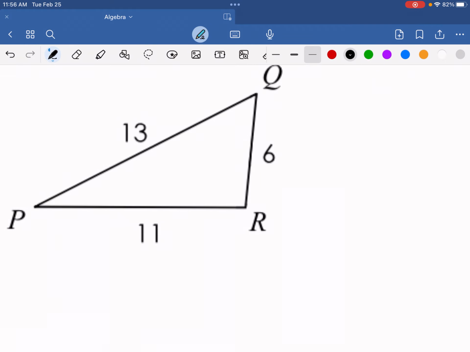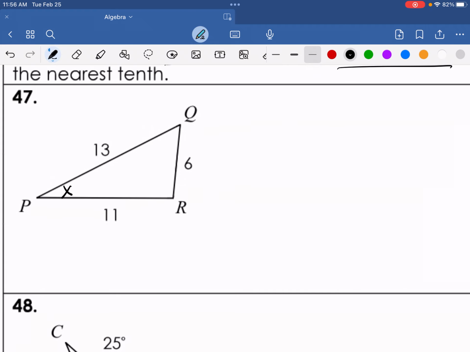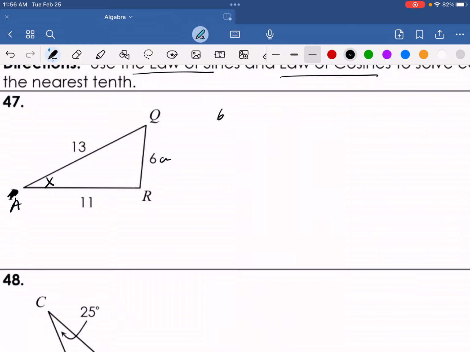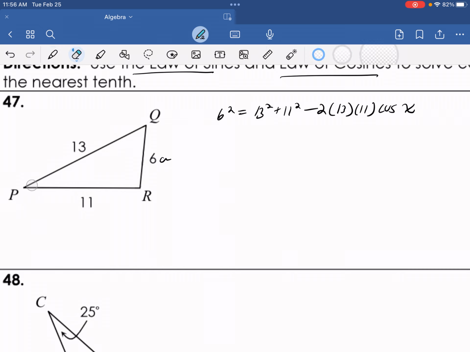Okay, so basically put x in a corner here. These two, you can relabel them as A if you want or not. And then you're going to set up your equation. It is 6 squared equals 13 squared plus 11 squared minus 2, 13, 11, and then cosine of x. Then you do your math. You find x. Okay, once you do that math, you got to start over. Or I guess I'll show you. Okay, 36. 13 squared plus 11 squared.